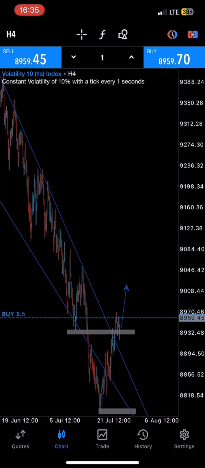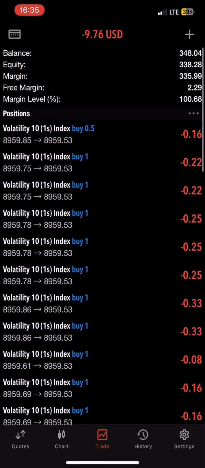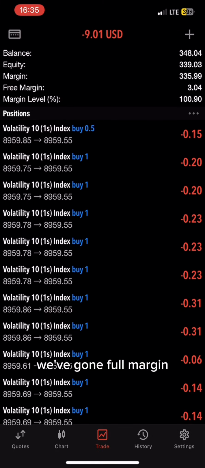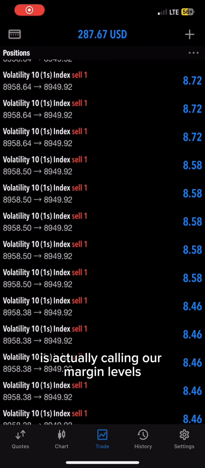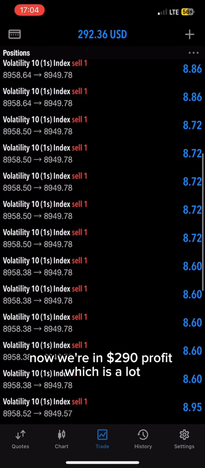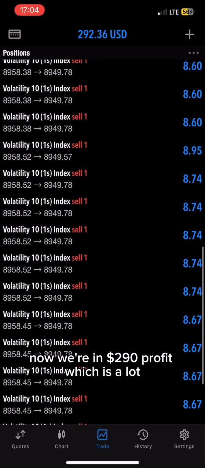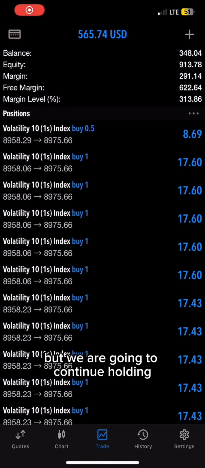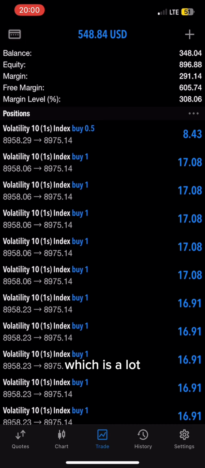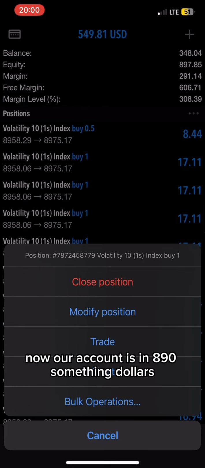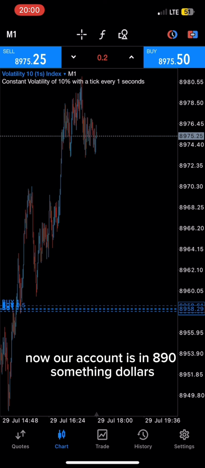Let's execute more and see how much we can get from this one. As you can see, now we've gone full margin. It is actually calling our margin levels. Now we're in $290 profit, which is a lot, but we're going to continue holding. And then after some time, we're in $549, which is a lot. Now our account is in $890 something.